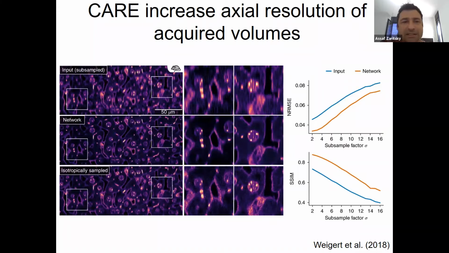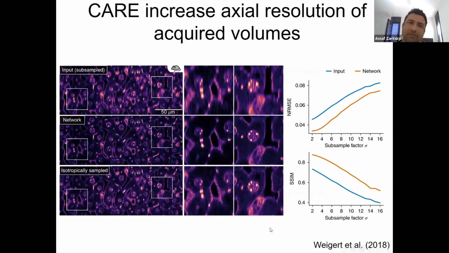And if we want to quantify that, we can do it here. So these are two measures of image quality. And what you see here is the artificial subsample factor, so how badly we reduce the resolution of our image in the third dimension. Here, higher is worse, right? So if we increase the subsampling factor, we get a lower resolution and we get worse images. But these images are always better with the network. And with the SSIM, which is another measure for image similarity, higher is better, so you see the opposite trend.